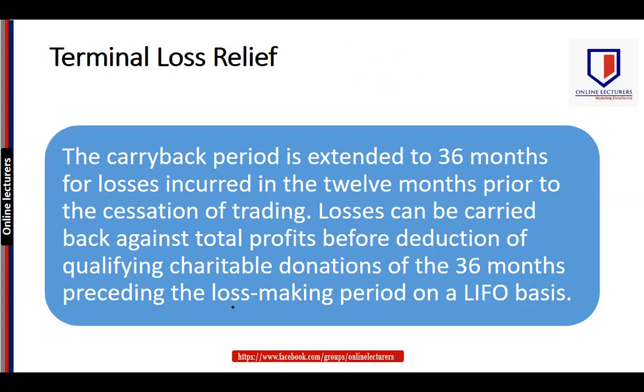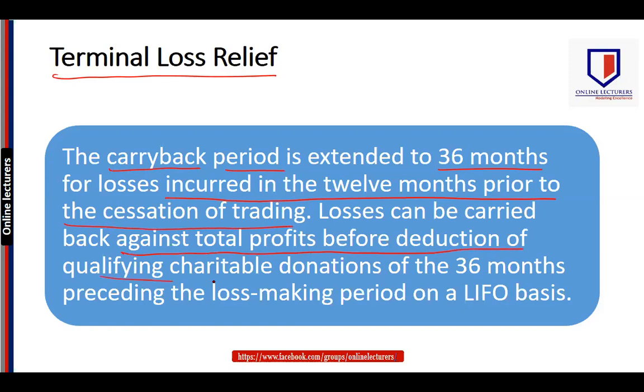And if the business is ceased, or there is a last year of the business, then an additional relief is available that is called the terminal loss relief. The carryback period is extended to 36 months for losses incurred in the 12 months prior to the cessation of trading. So losses can be carried back against total profit before reduction of QCD of the 36 months preceding the loss-making period on a last in first out basis. This is similar to what we have discussed in individual, where terminal loss 36-month carryback is also available. So the normal rule is current year, carryback or carry forward, and some special relief is available in terms of terminal loss relief.